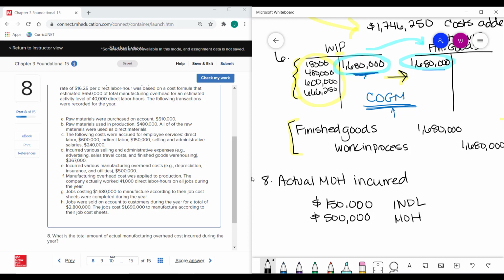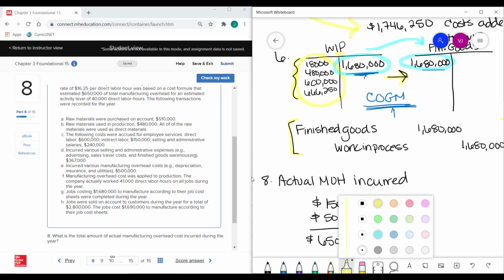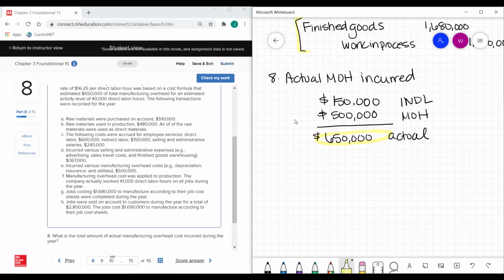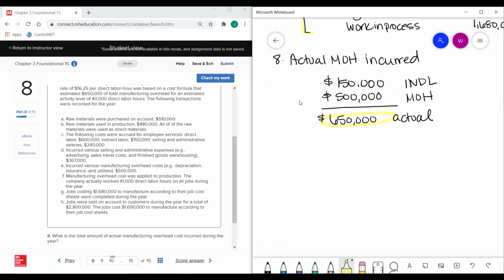And then it just talks about manufacturing overhead applied, right? That's not actual cost, that's applied overhead costs. And then G and H just talk about jobs we finished and then jobs sold. So those are the only two items of actual overhead that they provided us. So it looks like the total amount of actual overhead incurred is $650,000. So that's actual. What does that consist of? This consists of indirect labor and stuff like depreciation, insurance on the factory, utility bills, and stuff like that. So that's the actual amount.